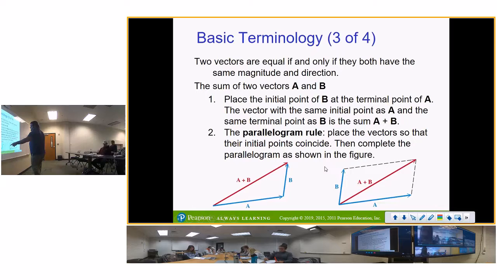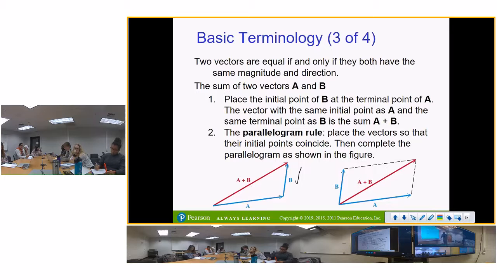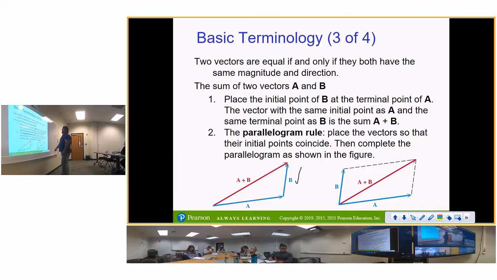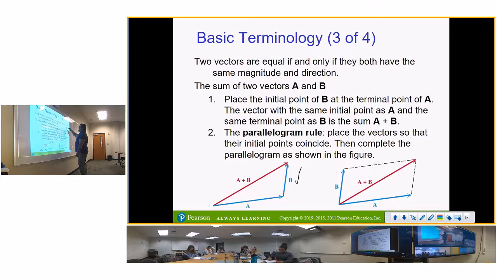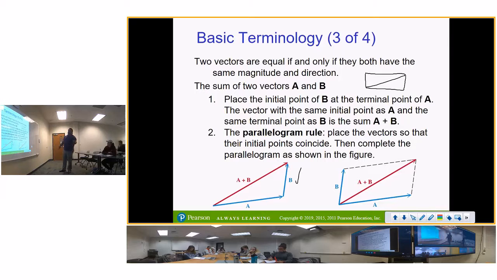Okay? So there's 2 rules. There is the head to tail, and there is the parallelogram. Most of the time in physics, you're going to see this. You're going to see the head to tail. Hopefully some of y'all have seen it. If you haven't, I think most of y'all understand what is the area of a triangle. 1/2 what? Base times the height. So that's how you get the resultant vector. The resultant vector is the bisector of the rectangle or the parallelogram.